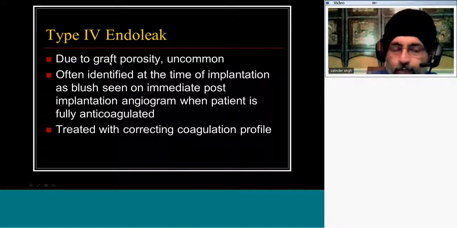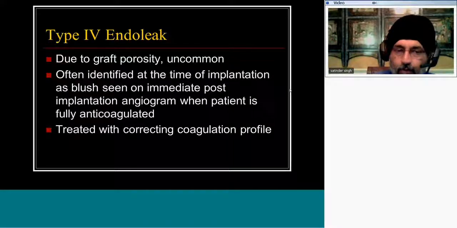The type 4 endoleak is usually due to graft porosity. It is uncommon, and it is often identified at the time of implantation. After the implantation, they usually do a run, and you will see a blush around the aortic graft stent, and that is due to the graft porosity.